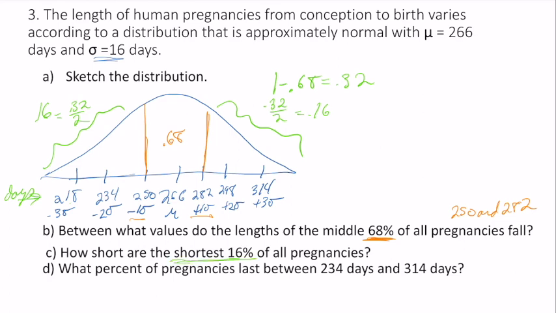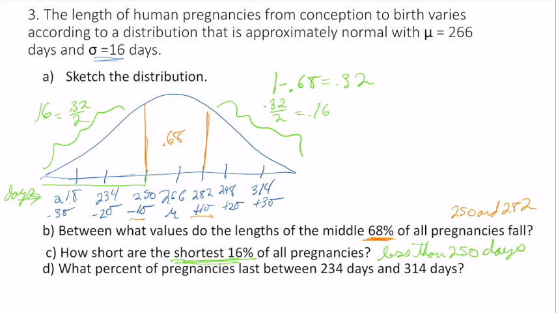But I want to find the shortest 16%. So because these represent days, the shortest would be the least amount of days. So it's going to be this tail over here. So it's going to be any pregnancies less than 250 days.